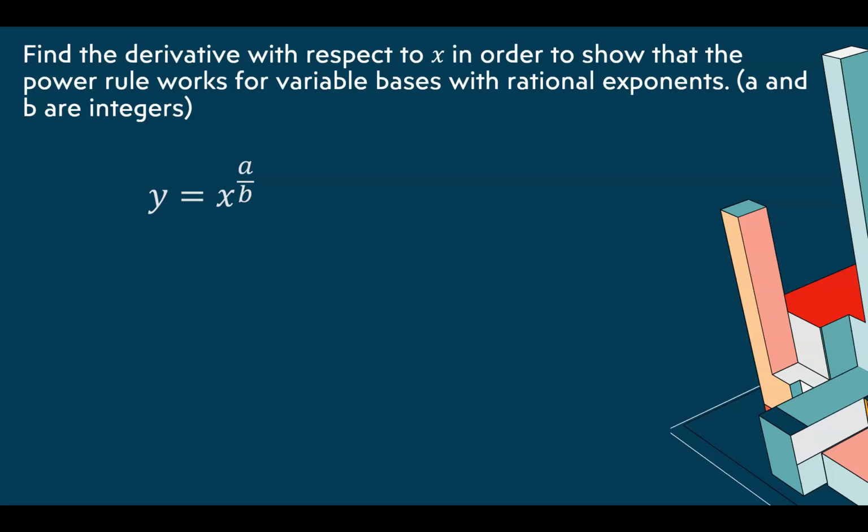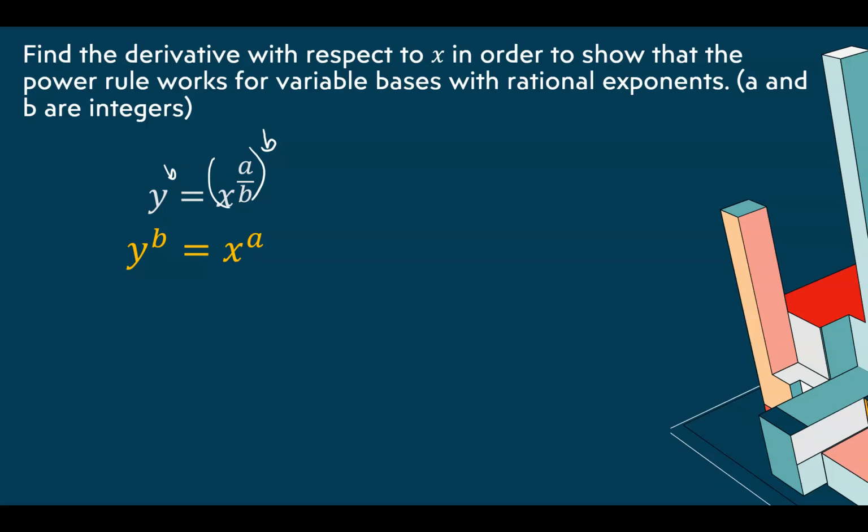rational exponent. So we're going to stipulate that a and b are integers. If you want, you can make them positive integers, but whatever. And so same sort of thing. We want to get rid of that root, that 1 over b power. So we raise both sides to the power b. And we end up with y to the b is equal to x to the a.